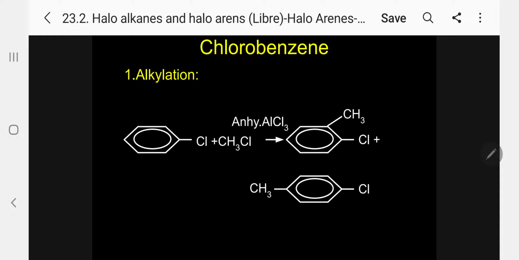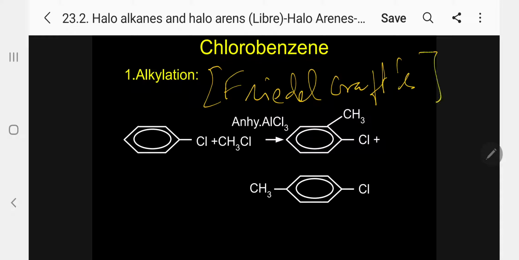Now generally we will call it the Friedel-Crafts reaction, Friedel-Crafts alkylation. This we have discussed already under hydrocarbons. Kindly follow. So here what is happening? We are taking chlorobenzene, we are taking methyl chloride in presence of anhydrous aluminum chloride.